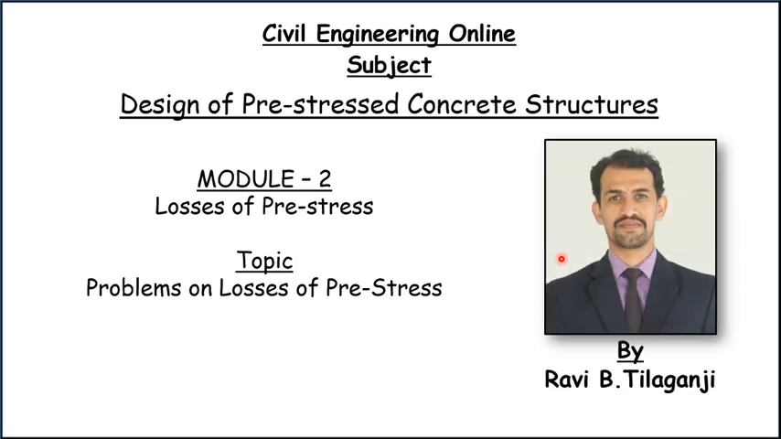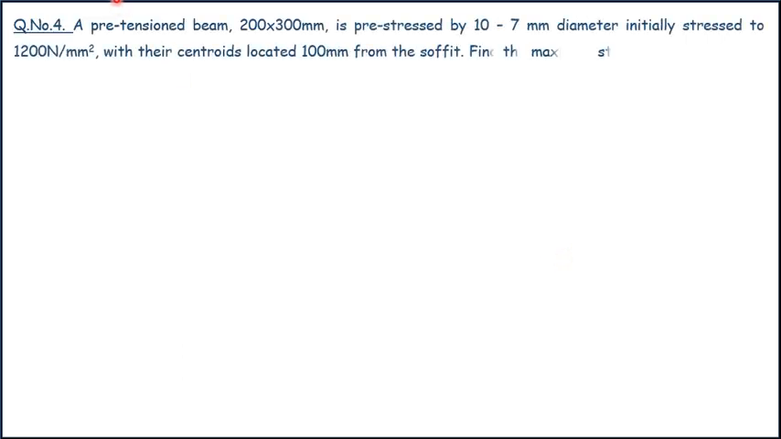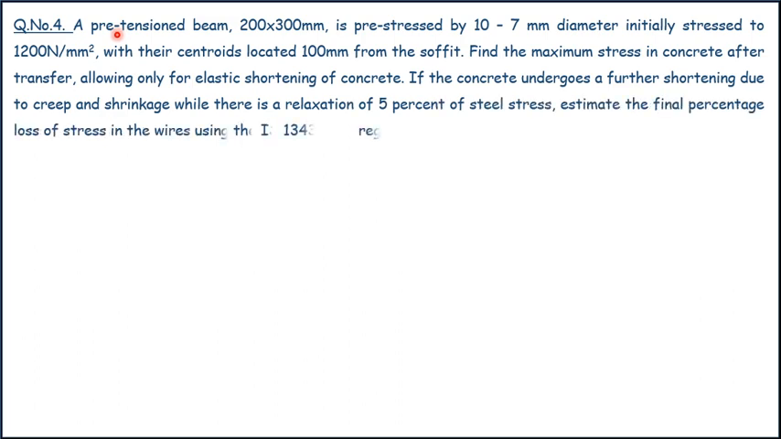So let us see the problems of pre-stress. The losses of pre-stress, question number 4, as continued from the previous video. A pre-tensioned beam 200 by 300 mm is pre-stressed by 10 wires of 7 mm diameter, initially stressed to 1200 Newton per mm square with their centroids located 100 mm from the soffit. Find the maximum stress in concrete after transfer, allowing only for elastic shortening of concrete.